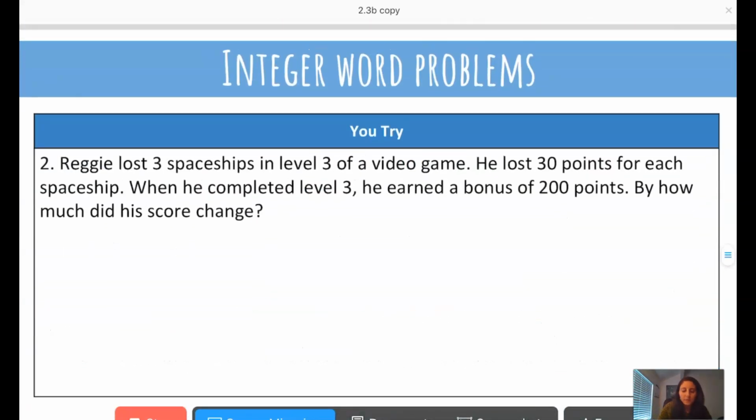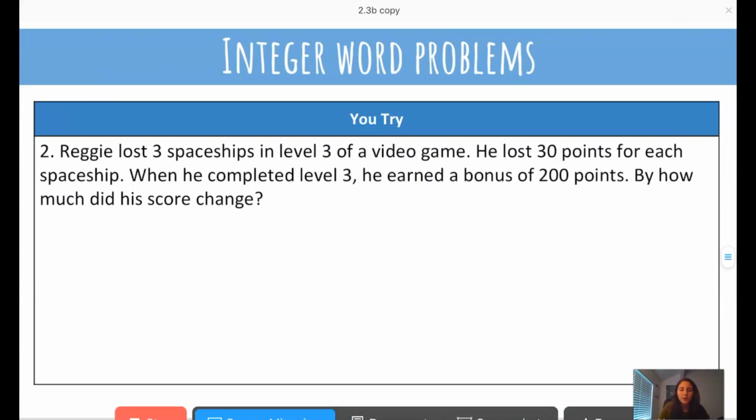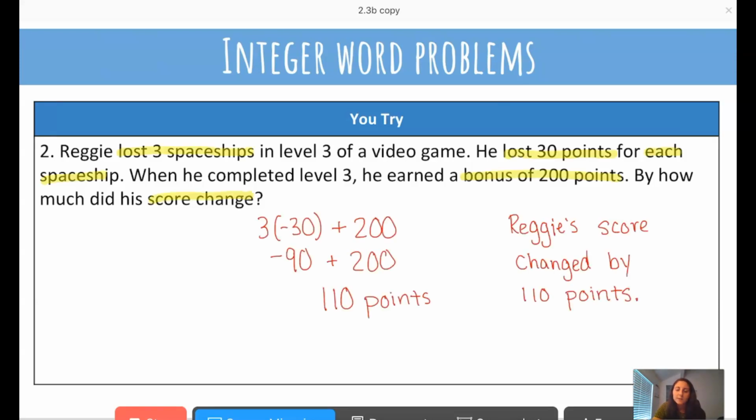All right, now I want you to try this next word problem that's on the screen. So pause the video and then hit continue when you're ready to check your answer. All right, so check your answer with my answer. Reggie lost 30 points every time he lost a spaceship, and it says he lost 3 of them, so he's losing 30 points for each, and there's 3, so 3 times negative 30, and then he got a bonus of 200, so plus 200. So then final answer, Reggie's score changed by 110 points.